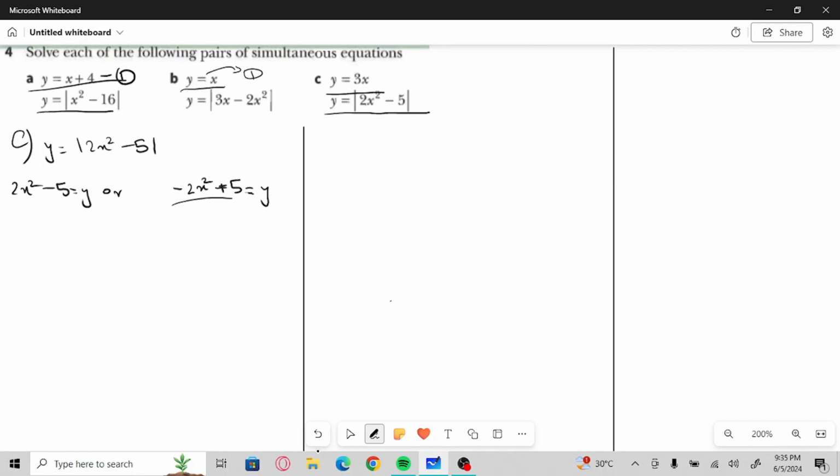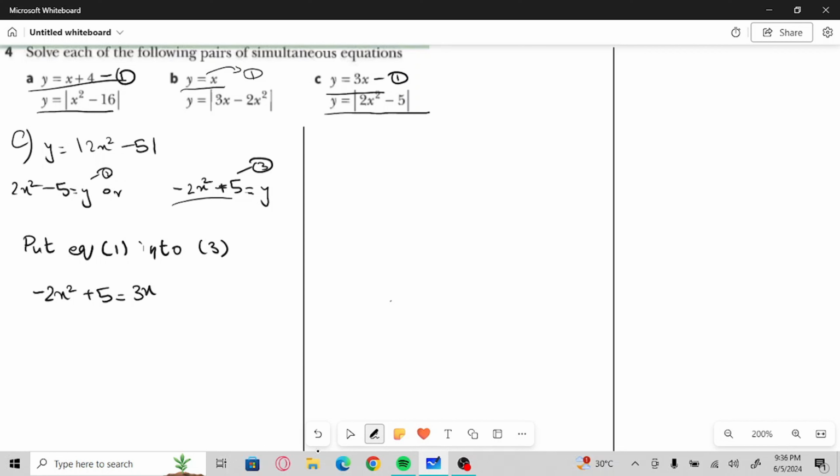Assuming this is equation 1, this is equation 2, and this is equation number 3, input the values of the second equation. So put equation number 1 into equation number 3. I don't know why I did 3 first, but still, minus 2x squared plus 5 is equal to 3x.